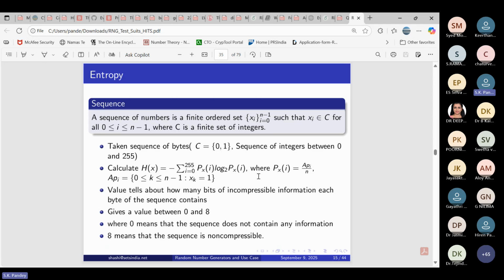Based on this entropy value, you can directly tell whether the generated sequence is random or not. If the entropy comes out close to 8, then you can tell that the sequence is non-compressible. It means you have less chance to compress the message available in that sequence. It means it is achieving almost its full entropy.